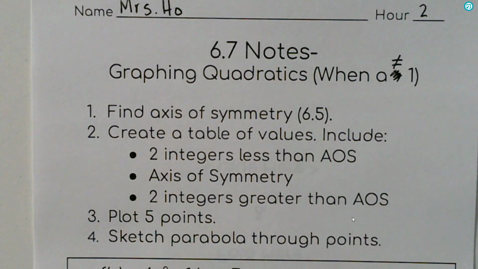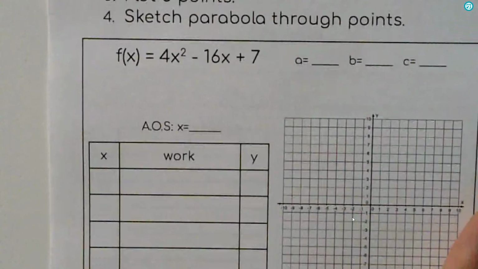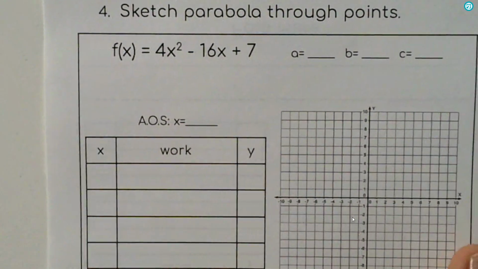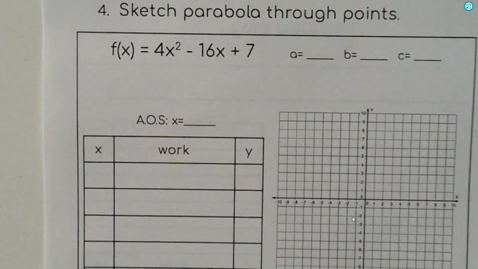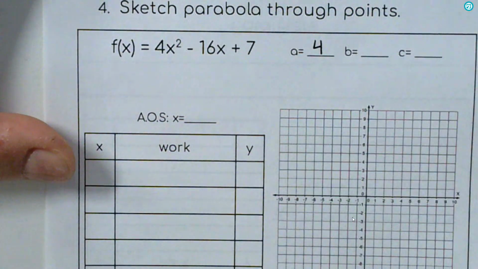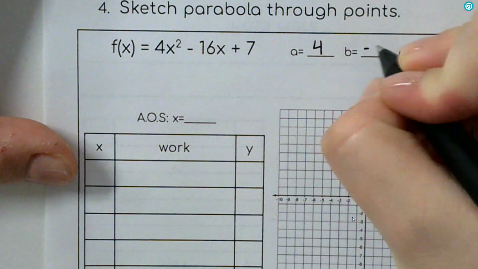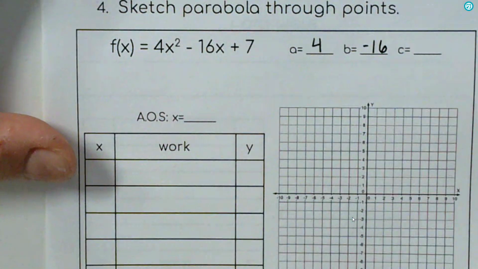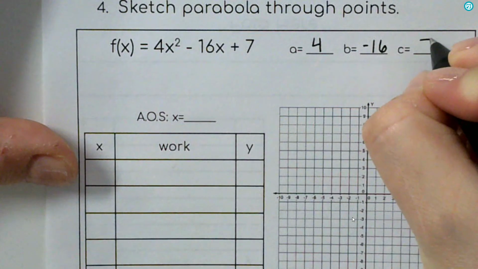First thing that we are going to do today is find our axis of symmetry. That is the same thing that we did in 6.6. We're just doing axis of symmetry, though, not vertex. So moving down to our first example, we have f of x equals 4x squared minus 16x plus 7. So my a value is 4, my b value is negative 16, and my c value is 7.